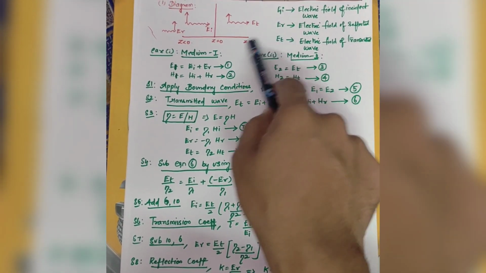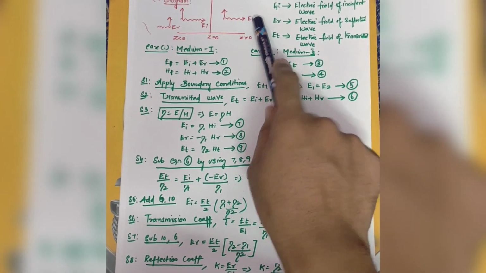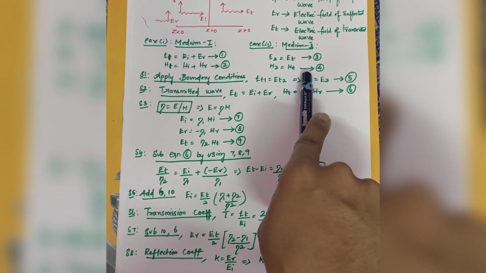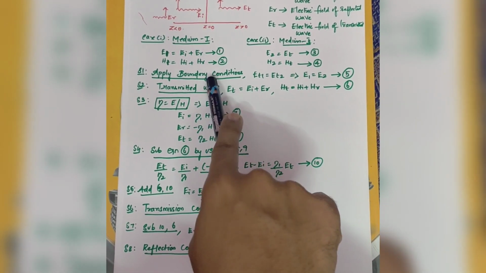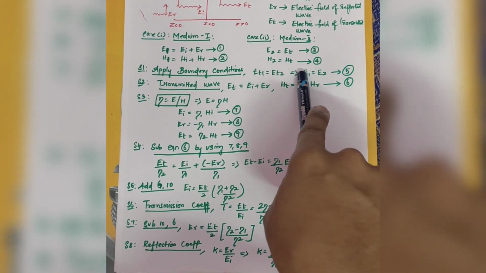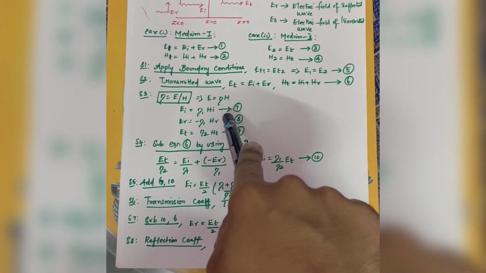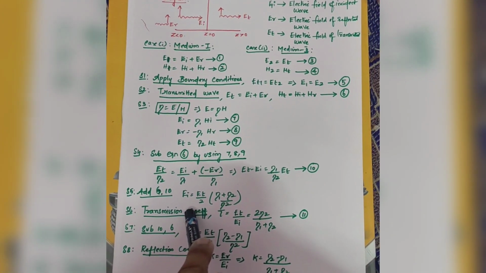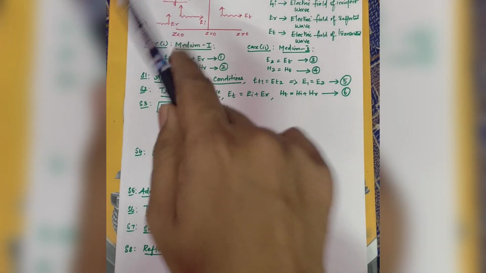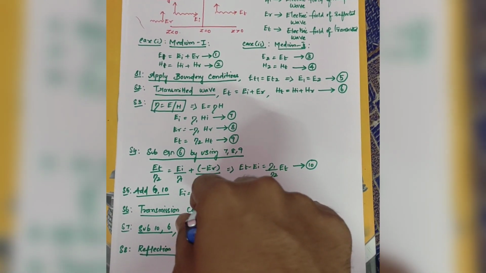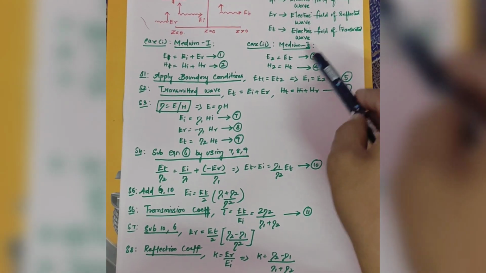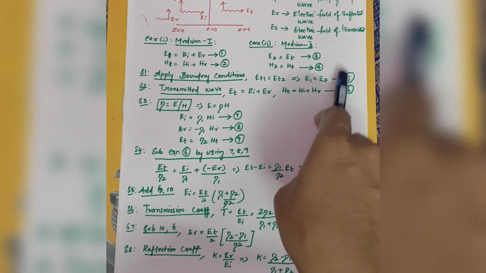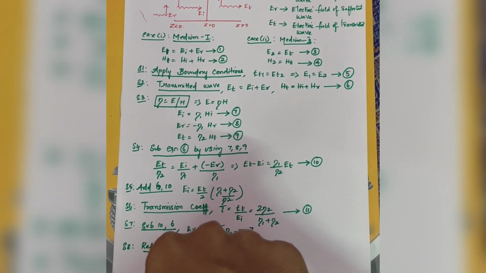Coming to medium 2, there is only ET, only one wave. So directly I write E2 equal to ET, H2 equal to HT. These are equations 1 and 2, and equations 3 and 4. This is the second medium. Now I am going to apply the boundary condition. The boundary condition is that the tangential fields on both sides are equal, ET1 is equal to ET2, and ET is nothing but E2. So I can conclude that E2 is equal to E1, equation number 5.